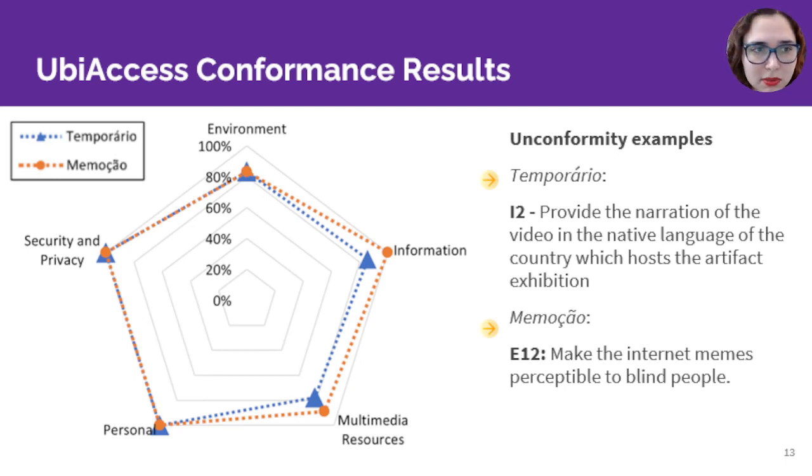UbiAccess conformance results. As you can see in this chart, security and privacy and personal had full conformance. Information had full conformance in Memoção. Some nonconformity examples: in Temporário, I2, provide the narration of the video in the native language of the country which hosts the artifact exhibition. And in Memoção, E12, make the internet memes perceptible to blind people. We could find this by applying UbiAccess.